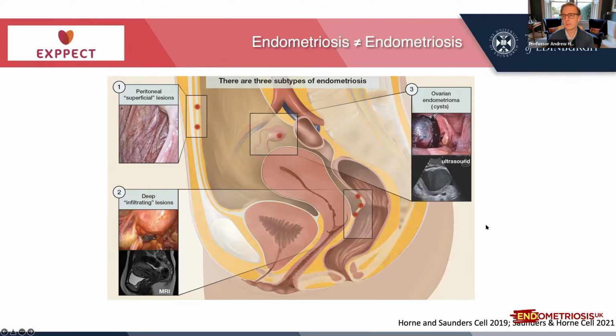And then another subtype of endometriosis that we see is ovarian disease, the so-called endometrioma, cysts that form on the ovaries. These cysts are characteristically filled with altered blood, which shows up as this brown colour, as you can see here, or shows up as what we call a ground glass appearance on an ultrasound scan shown in this image in the bottom corner.